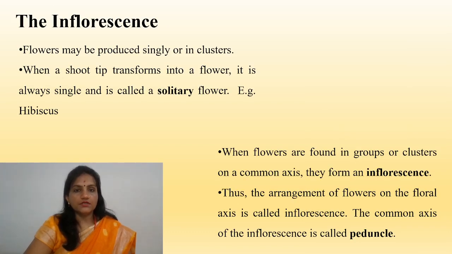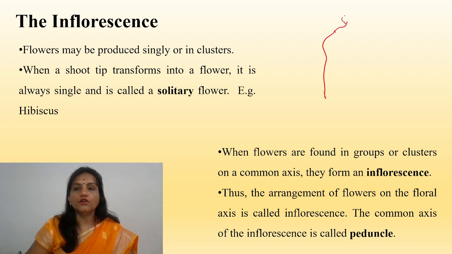So before proceeding to the next, let's understand a little bit about the inflorescence. See, flowers may be produced singly or in clusters. Say for example, hibiscus is a single flower. When a shoot tip transforms into a flower, it is always single and is called a solitary flower. Example, hibiscus. So when a shoot tip is transformed into a flower, then it is a solitary. Solitary means single flower.